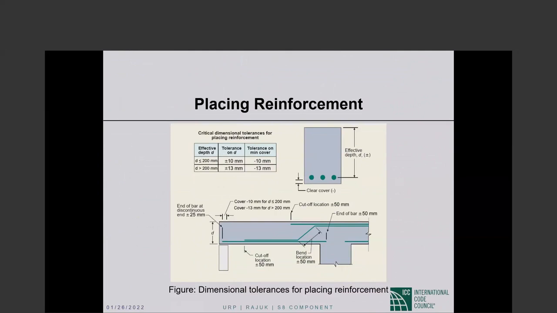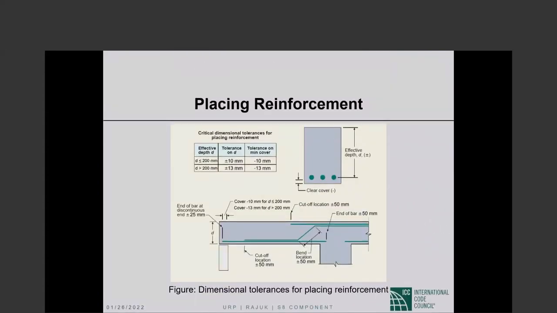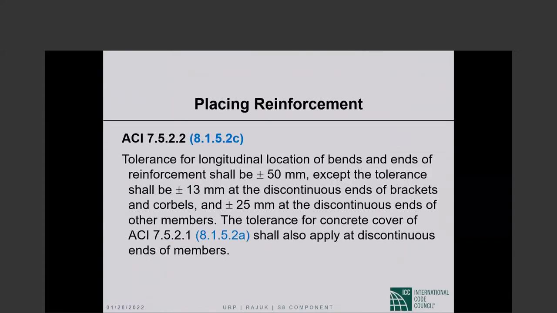So this is in pictures the same thing. The tolerance on d is plus minus 10, plus minus 13, and the tolerance on the cover. And there are other tolerances. Anyway, this is a nice picture that you can look up. Some of the tolerances have not been discussed yet here. So this summarizes pretty much the entire discussion on tolerances in this slide set. And this is a very, very nice, clear picture that again is a summary of the discussion.